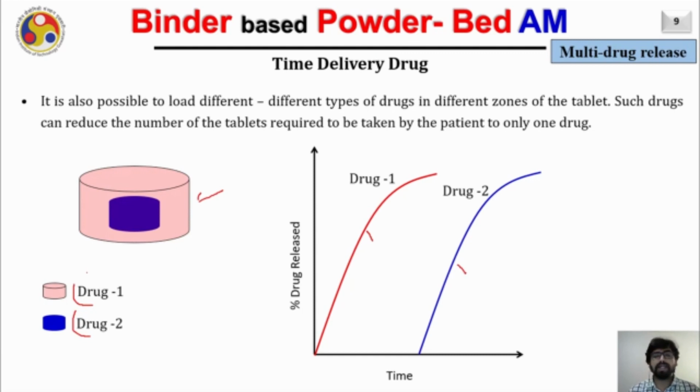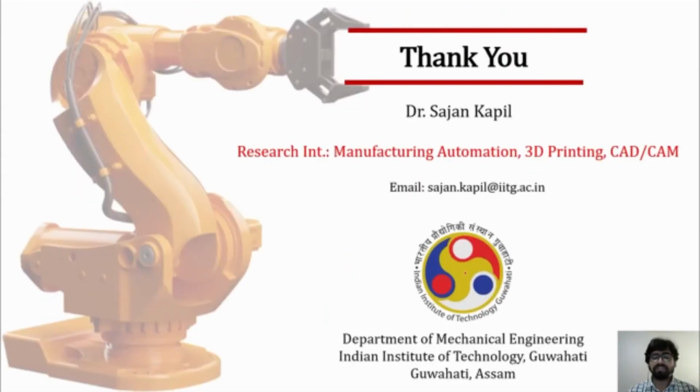Here it can be noted that different types of drugs can be obtained by having multiple binder jetting nozzles on the top. Typically, it has been found that around 30 to 50% of the material can be added by dispensing the binder from the top, while 50 to 70% of the material is always the powder which we are spreading on the bottom, and that acts as a matrix to hold the drug together. So with this, thank you very much, and we have completed the discussion about binder based powder bed additive manufacturing.